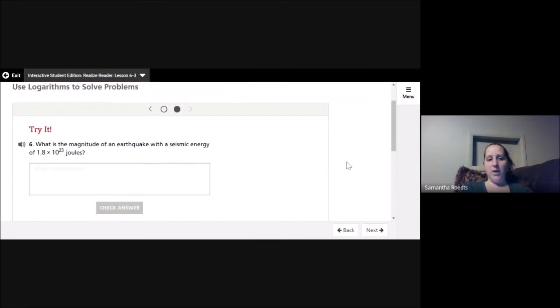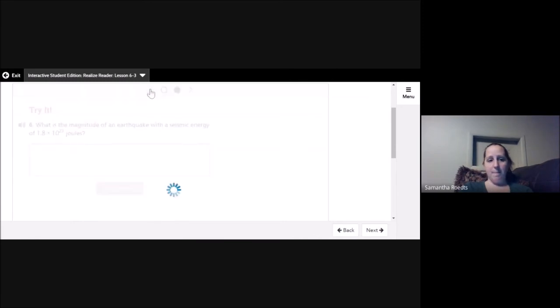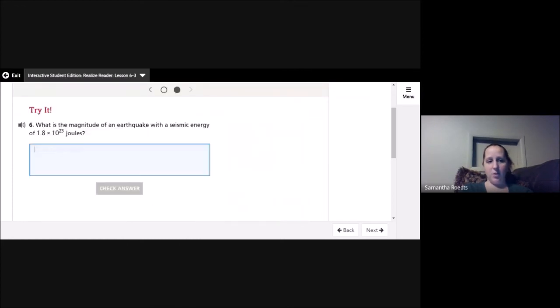All right, so let's try it. What is the magnitude of an earthquake with a seismic energy of 1.8 times 10 to the 23rd joules? Again, I'm going to use the same formula, X equals 10 to the 1.5 M plus 12, and substitute in the value they gave me. So I'm going to have 1.8 times 10 to the 23rd equals 10 to the 1.5 M plus 12.